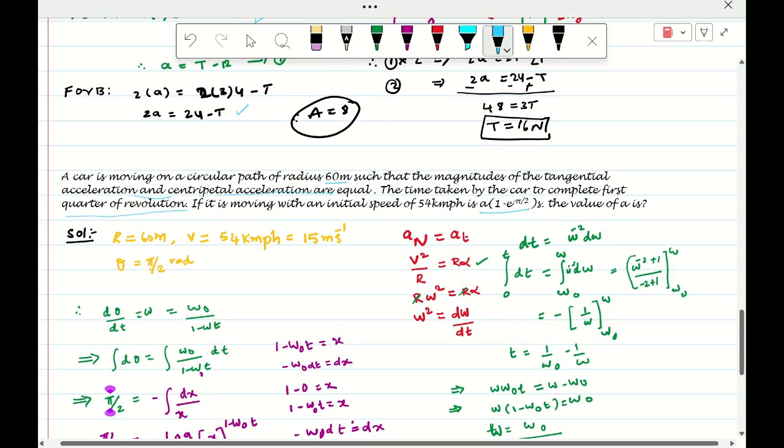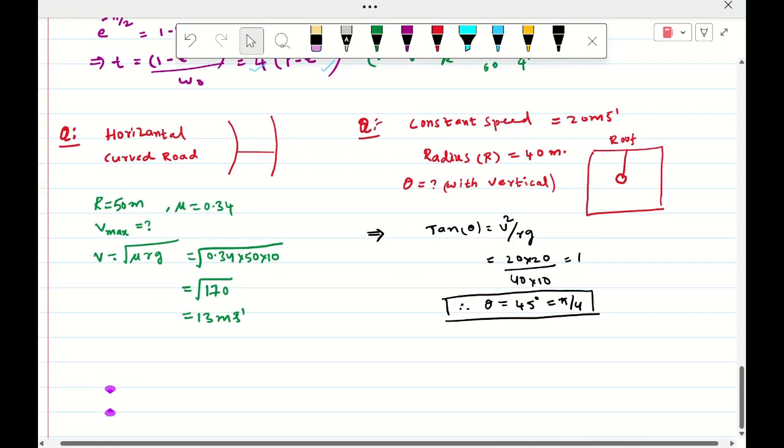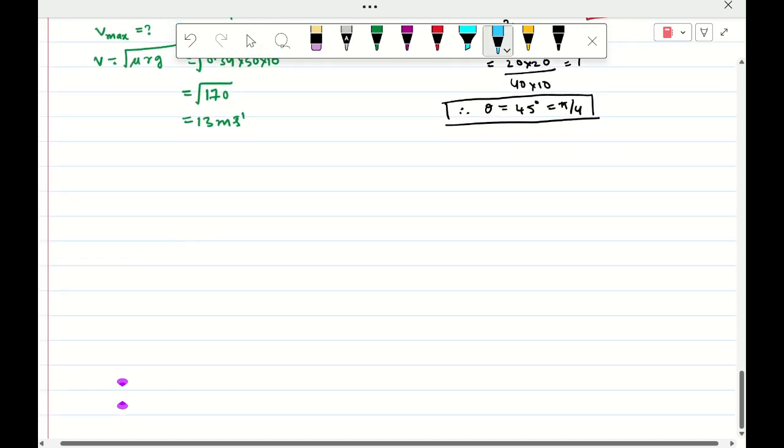Similarly, next problem. This I already discussed, I think; same model, right? Next coming here, the next model of question. A horizontal curve road is given. I mention the horizontal curve road because when the block is moving on the curve road, we have three models: without friction, with friction. That means here a safe turn depends only on friction.